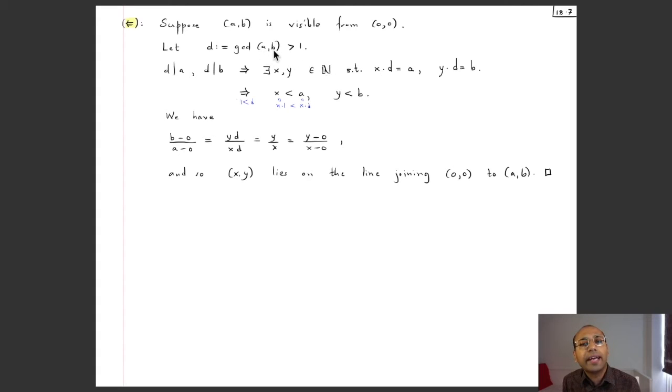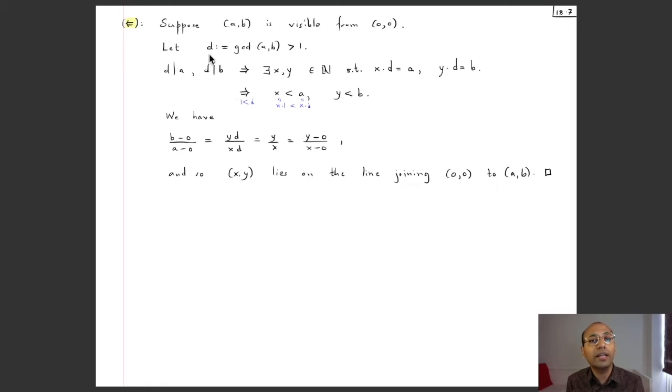So first of all, since A and B are natural numbers, we know the GCD exists. Let's call it D. And let's assume that the two numbers are not coprime, so D is strictly bigger than 1. Now since D is the greatest common divisor, in particular it's a common divisor, so D divides A and D divides B, and so there exist integers x and y such that x multiplied by D is A and y multiplied by D is B. And moreover, since A and D are both positive, it has got to be the case that x is also a positive integer, so x is a natural number, and likewise y is also a natural number.